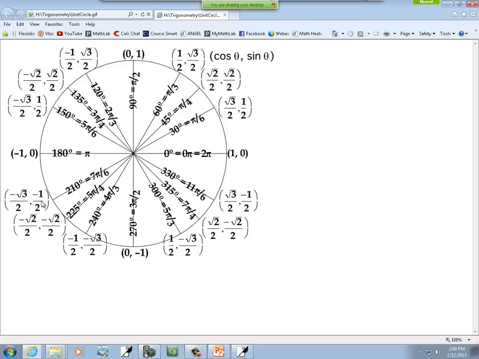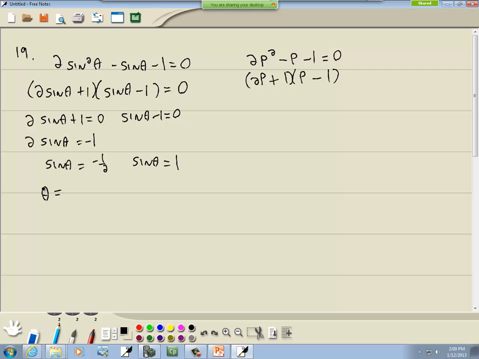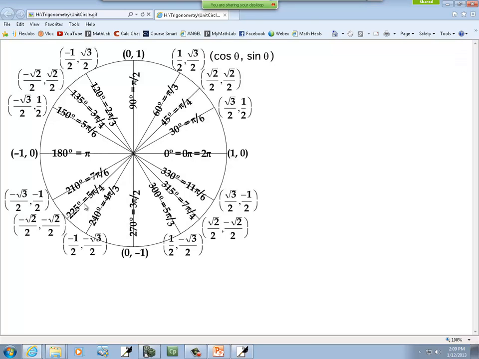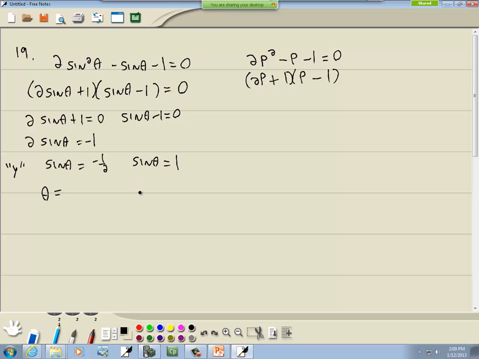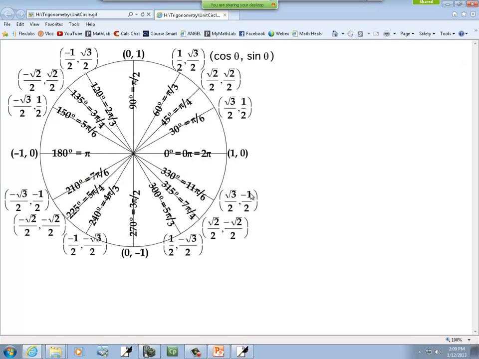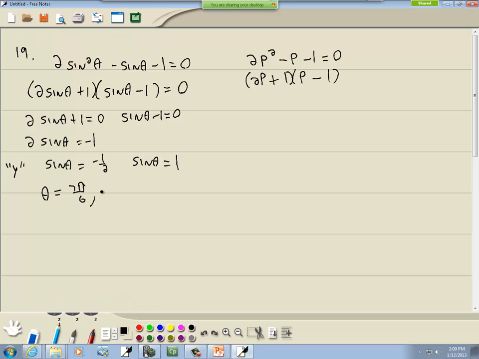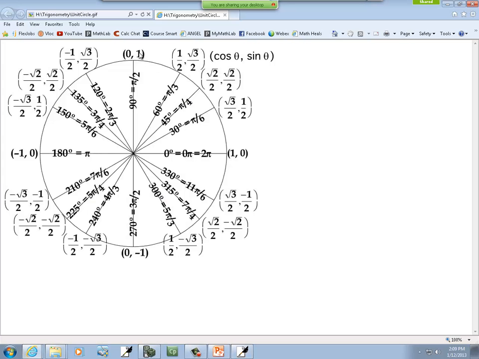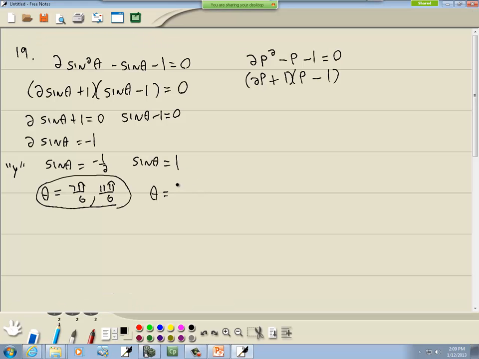So if I come down here, sine is our y on our unit circle. Remember that. It's equal to negative 1/2, the y value, right here. 7 pi over 6 is one of our answers. Another place is over here. Sine, which is our y, is equal to negative 1/2, which is 11 pi over 6. Now here, we're looking where sine is equal to 1. Sine, again, is our y value. Here, our y value is equal to 1 at pi over 2. So those would be our answers.